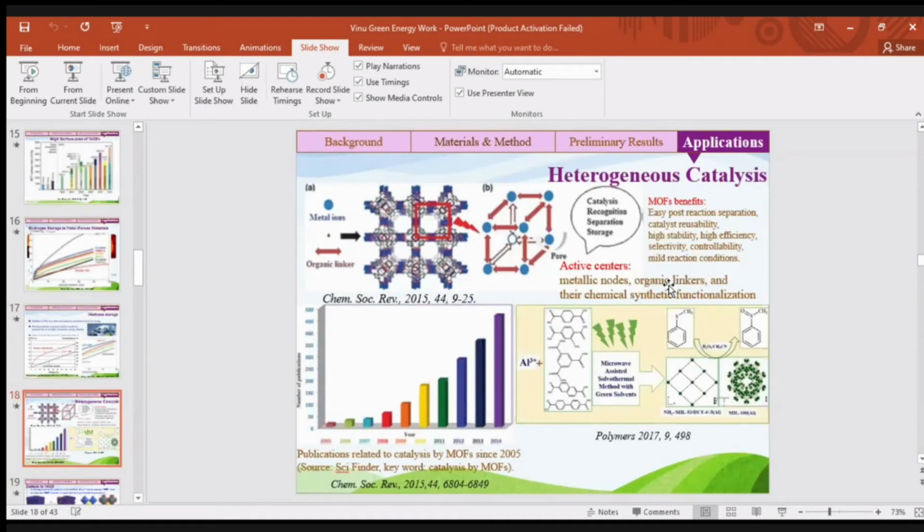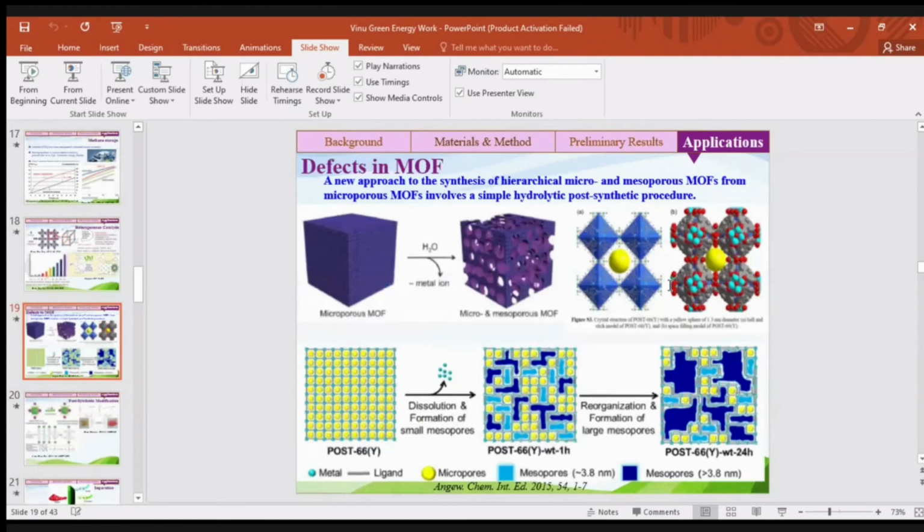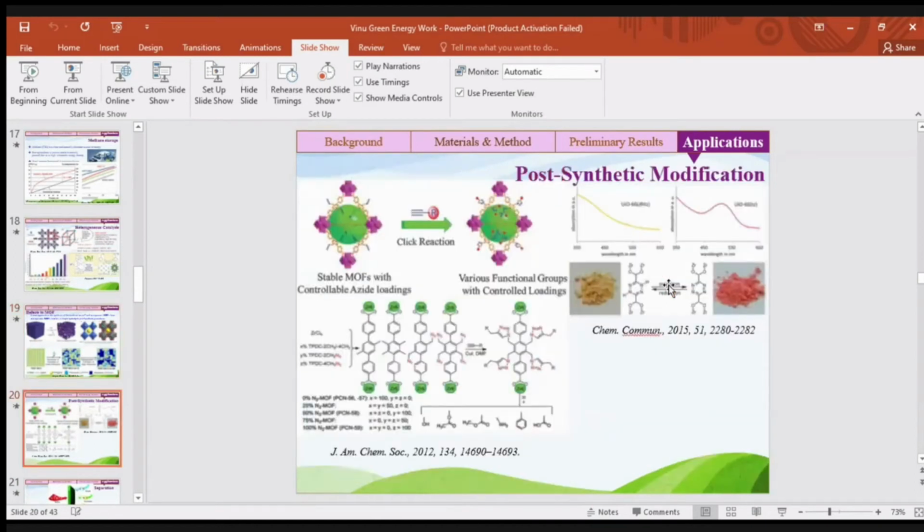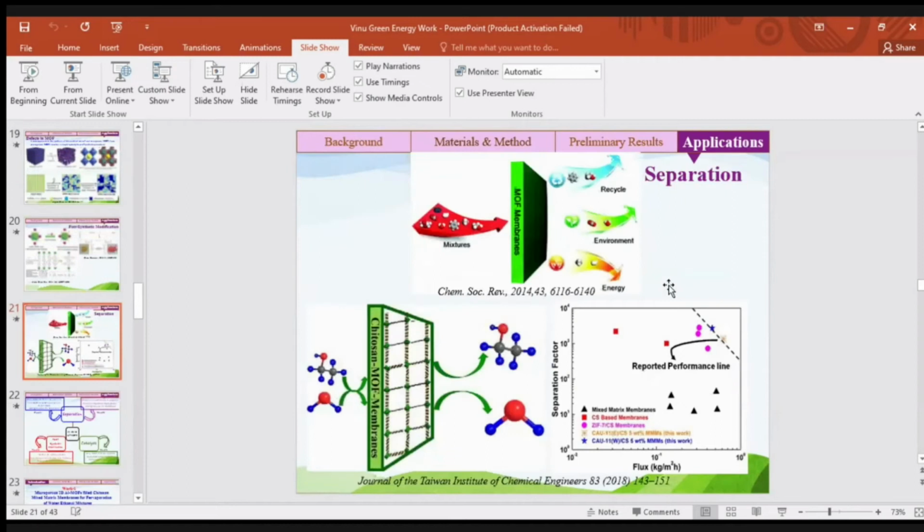Then we can use it as a catalyst, so it acts in heterogeneous catalysis also. Defects also play much more of a role in the applications. Then post-synthetic modification: when you do the modification on the surface, it will act for many more applications, whereas the normal material does not act as an application. So when you do the post-synthetic modification, it will act for huge applications. Then separations: it can act as a green fuel when we are separating the mixed membranes.